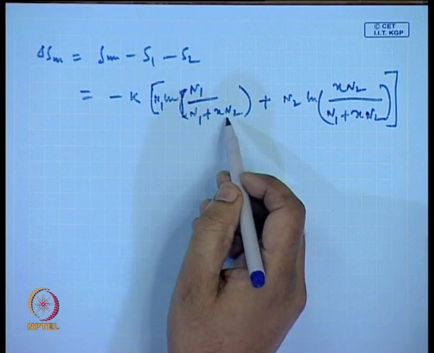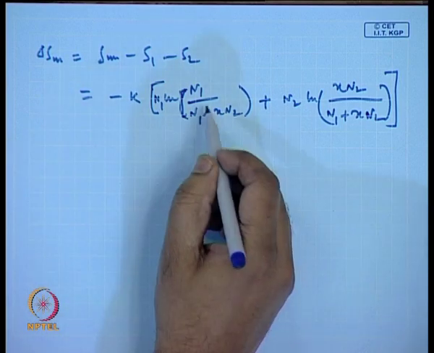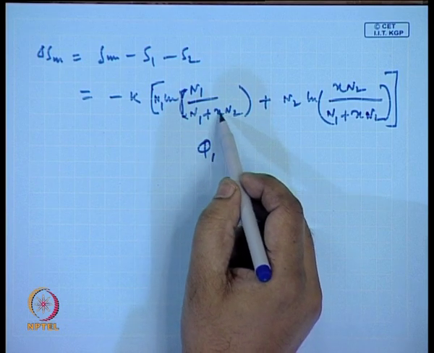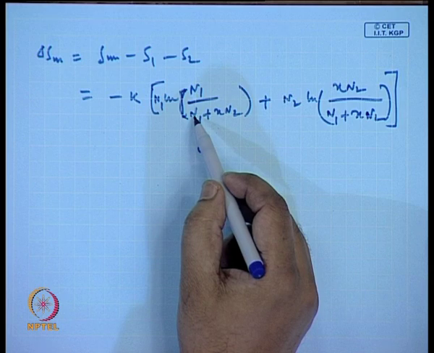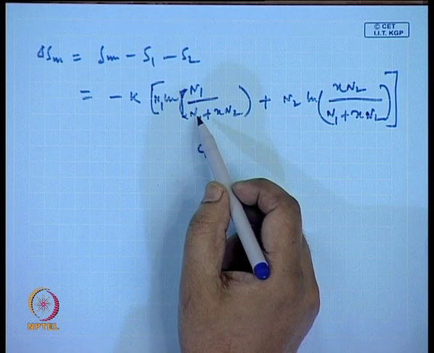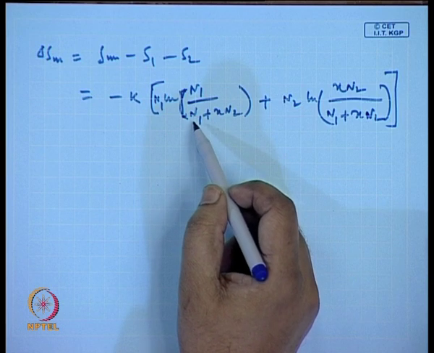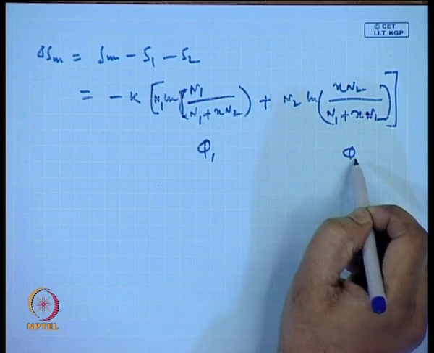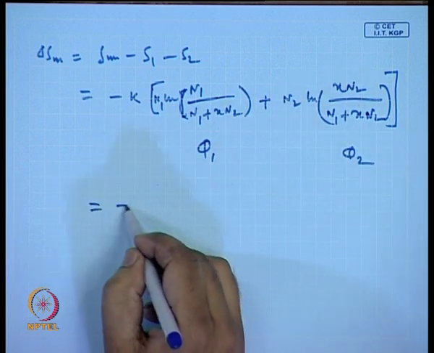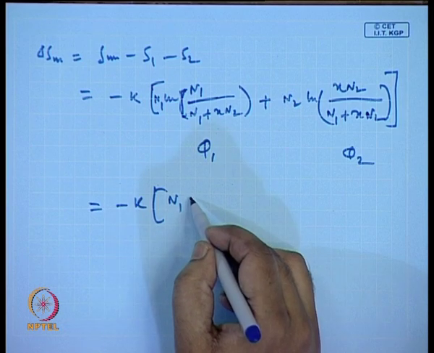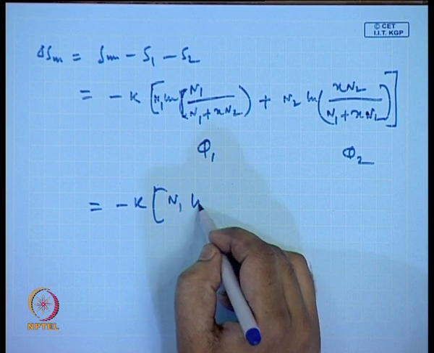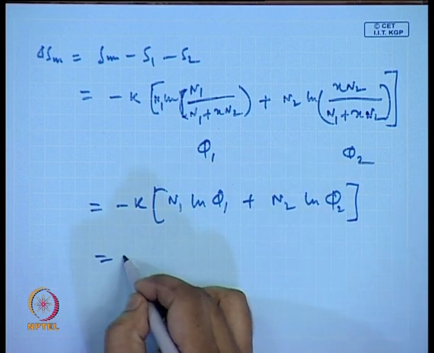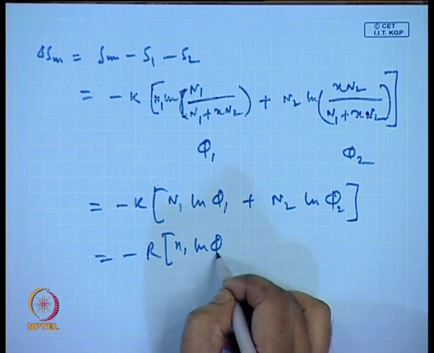Now, N1 by N1 plus x N2, we can write this as phi 1, the volume fraction. This is the total number of segments, N1 is the total number of molecules, and we know that the volume or size of a segment is the same as the size of a solvent molecule. So, this would be the volume fraction of the solvent, and this would be the volume fraction of the polymer. So, we can write N1 plus N1 then phi 1 plus N2 then phi 2.